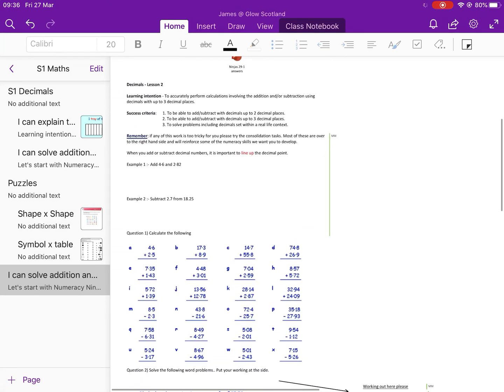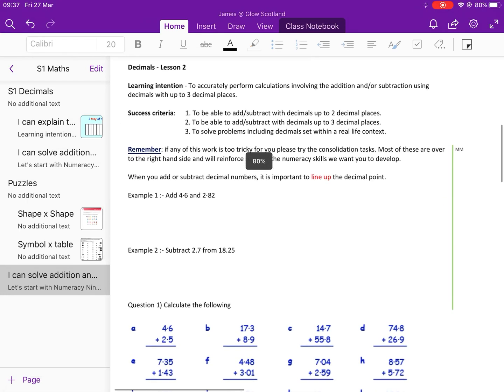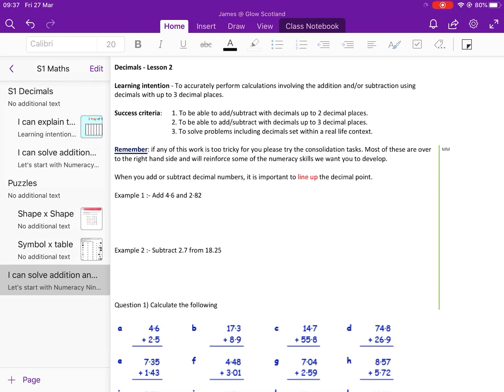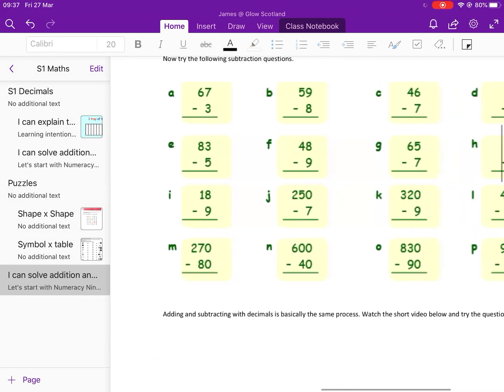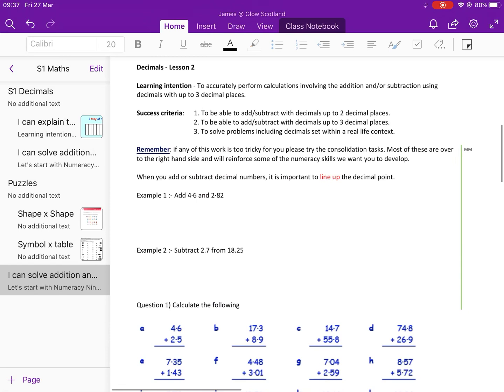Okay, so for our lesson today, we're looking at doing a few calculations with decimals. So we're focusing on addition or subtraction today. We're going to start working with decimals with maybe just one decimal place. We want to try and get most people up to 2 decimal places, and then there's a few with 3 decimal places as well, which is maybe going to be an extra challenge. So success criteria: to do it with 2 decimal places, to do it with 3 decimal places, and to look at solving a few problems in context. So again, I've put a wee reminder in there, so if some of this is too tricky, you have got the work over here which you can try as well.